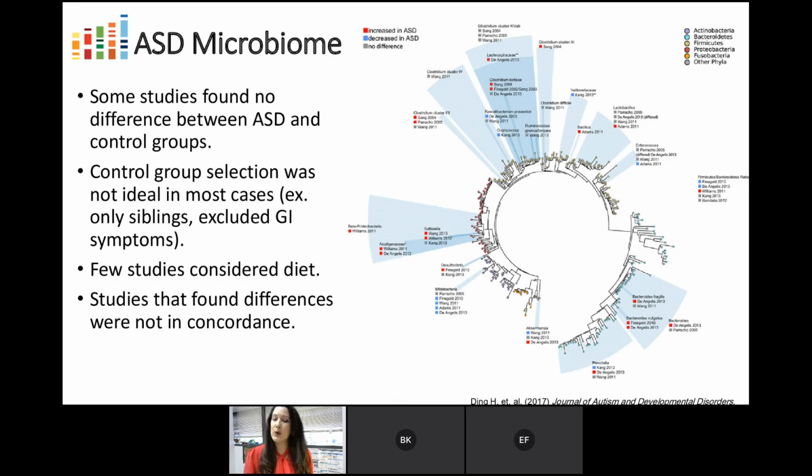But what we knew at this point in time is that there were some studies that failed to find a difference between their ASD group and their control group. However, there were significant issues with the selection of that control group. Many studies only used unaffected siblings as the singular control group, which of course would lead to significant confounders in both shared genetics and shared environment. Other studies actually excluded participants on the basis of GI symptoms, which we would argue is really the population that we're chasing in a lot of this research.